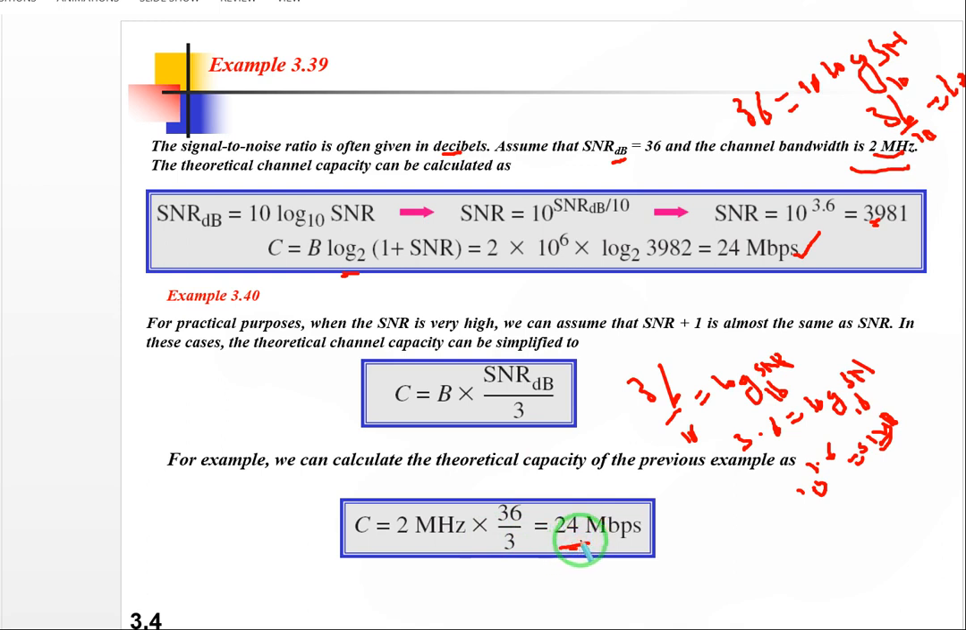Again it is the same result, because here you directly use your SNR in dB, with no need to transform it. But if you use the other formula, you need to transform dB into a simple signal to noise ratio value. Okay, so that was basically the concept regarding this one.